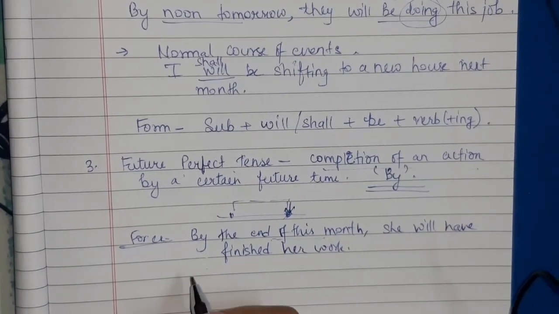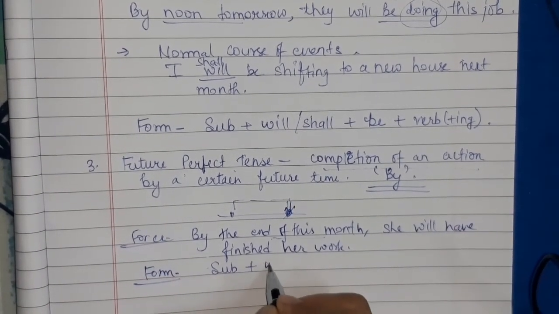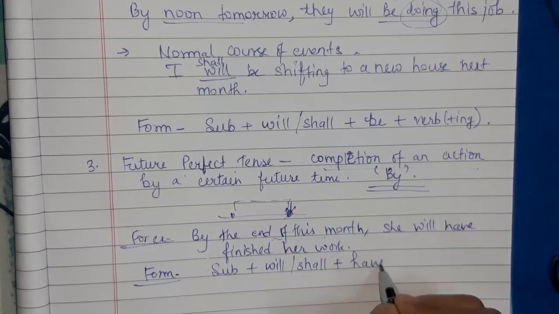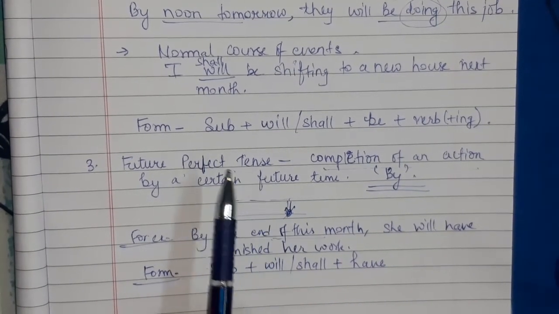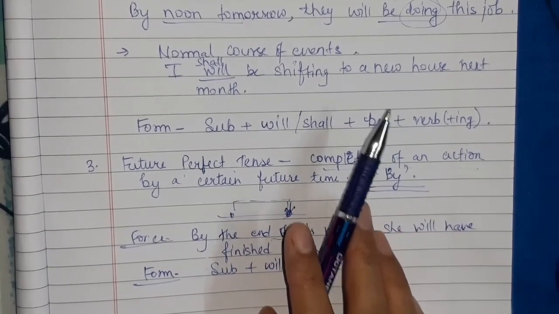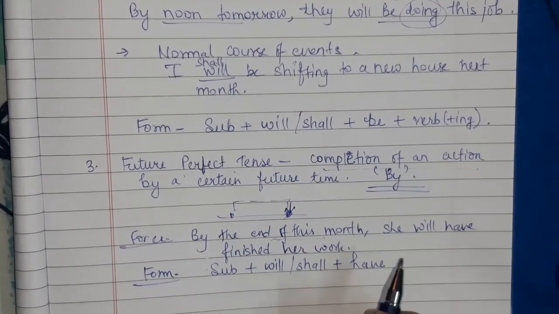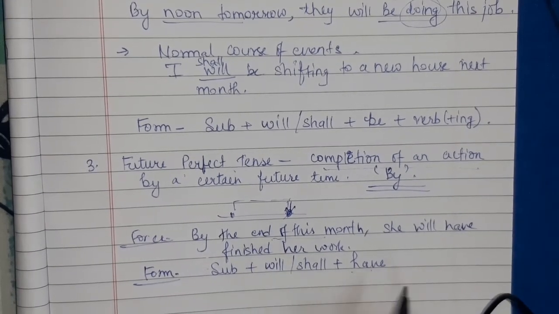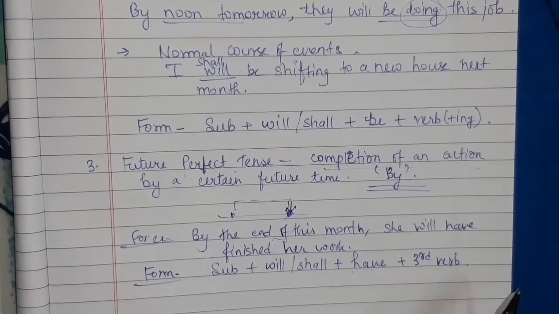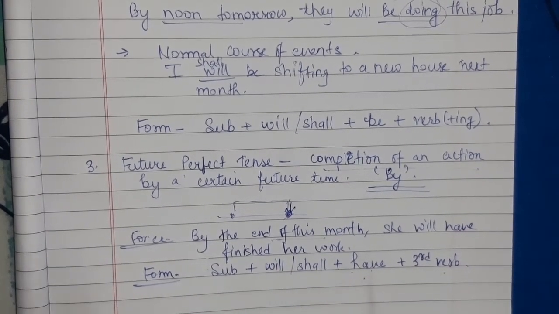Now, how to write the formula of future perfect tense. Subject plus will/shall plus have. In every perfect tense we use the have form of the verb. I already told you, if you remember, in present tense we use has and have, in past tense we use had, and here also we have to use have, but we cannot use has. Only one, that is have, will come. Then after that the third verb, meaning the past participle form of the verb. Perfect means third verb, and the third verb always takes have with it.